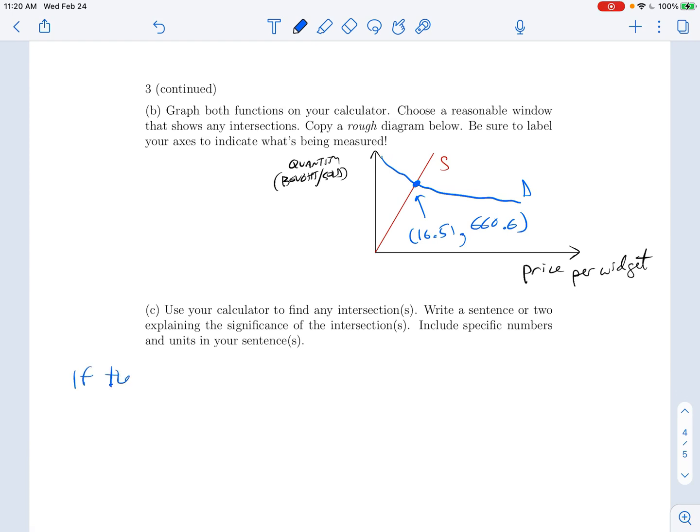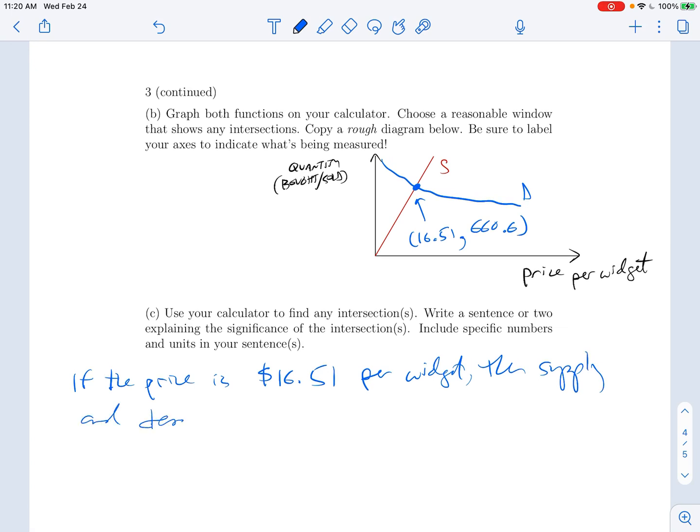So if the price, X here is really price, is $16.51 per widget, then supply and demand will be equal.